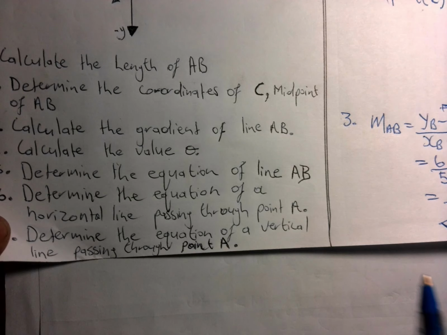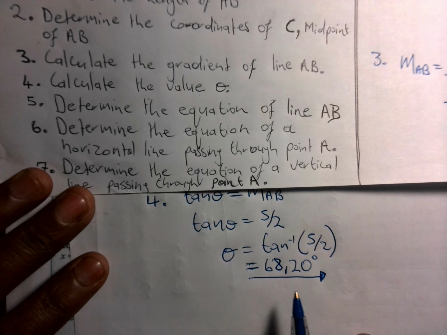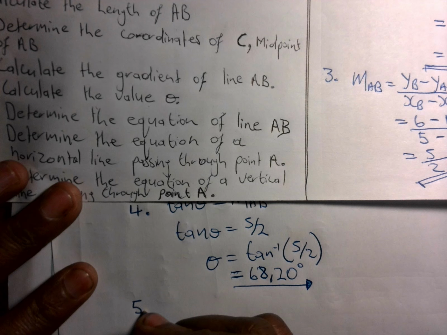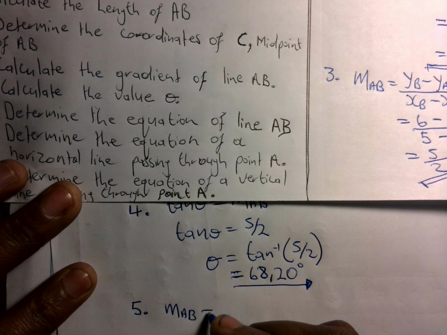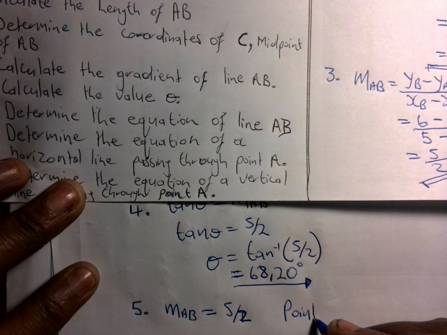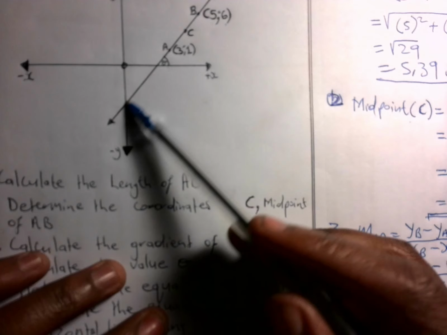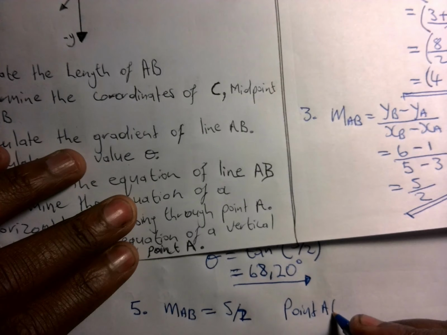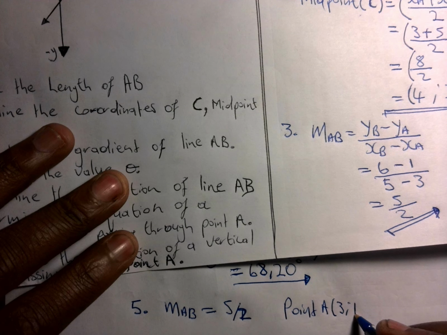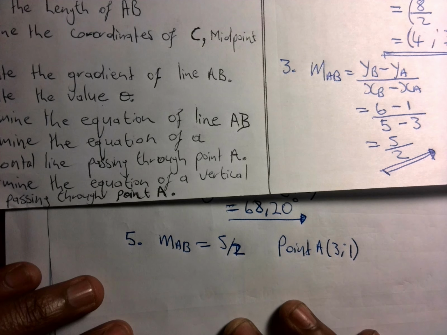Now with number 5, we have the gradient there. The gradient of AB is equal to 5 over 2. We also have 2 points there. We can choose any. So I'm going to take this one, point A, because this point is on the line AB. The coordinates of point A is 3:1. So I'm going to use the two formulas that we have.